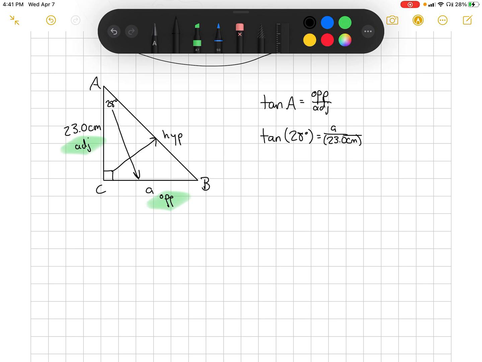And then we just got to do a little bit of algebra. So we're going to multiply both sides because we're dividing a by 23. We're looking for a. We have to multiply by 23.0 centimeters, like so.